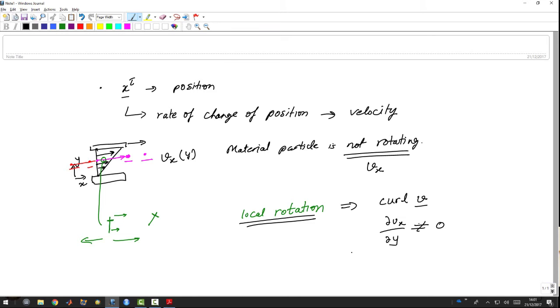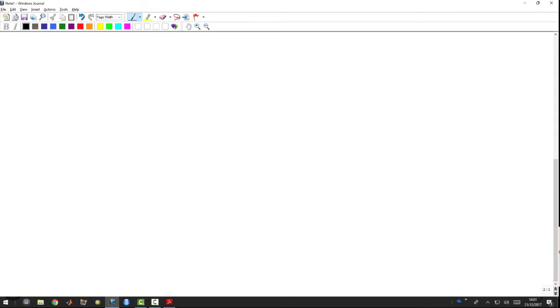We can also look at another situation where there is a rotation. Let's say we have a disk, and this disk itself is rotating. If the rotation rate is omega, then at any point at distance r, the velocity is omega r. So this is called a rigid body rotation.